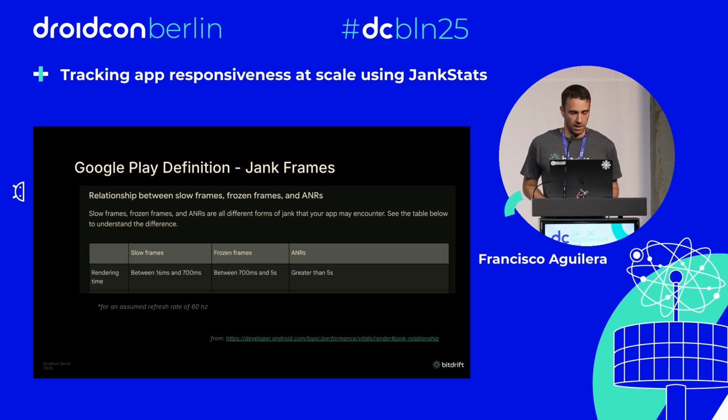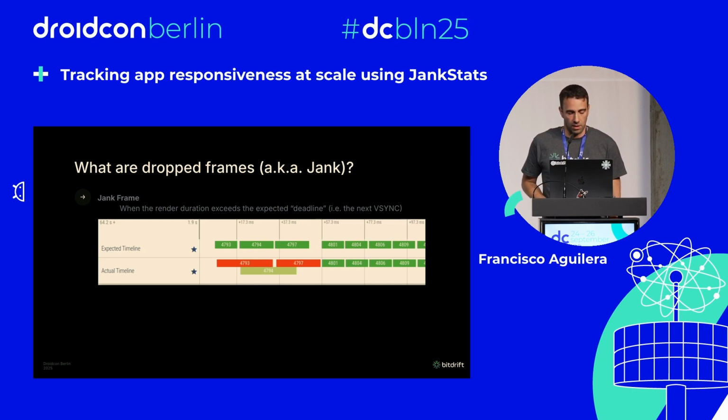Again, Google Play, if you go to the documentation, has a definition of dropped frames. Basically, a slow frame is a frame that takes from 16 milliseconds up to 700 milliseconds to render. Frozen frames are 700 milliseconds to 5 seconds, and an ANR frame is 5 seconds and up.